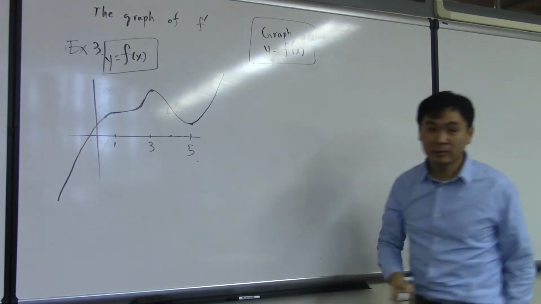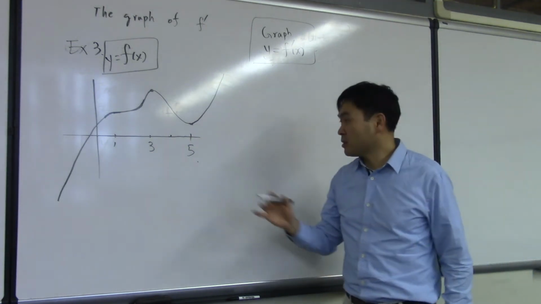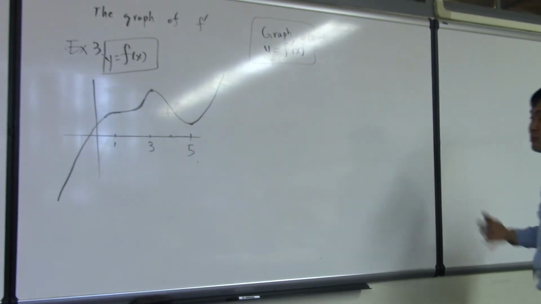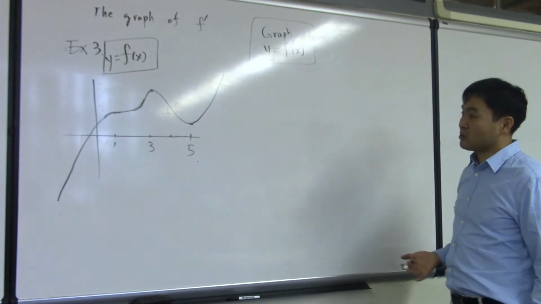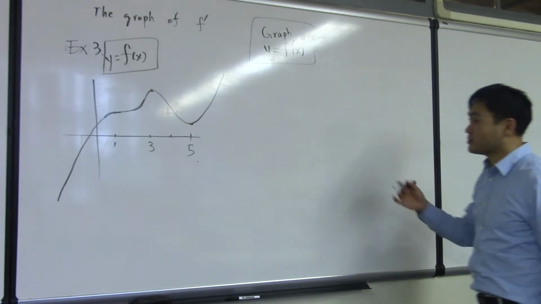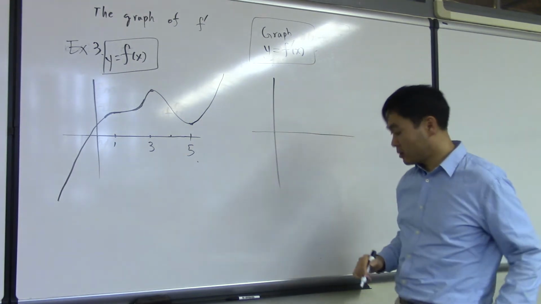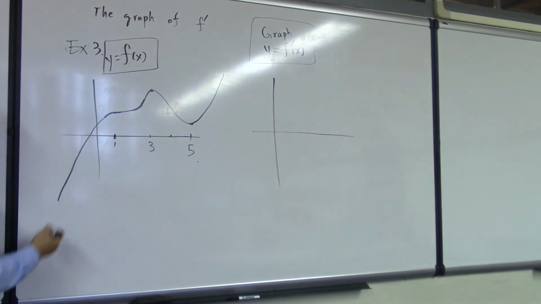That's the question. In this case, how can we use that observation that if the function is increasing, f prime is positive, if the function is decreasing, f prime is negative? How can we use that? So let's try to use that. Okay, before 1, is the function increasing? Yes.